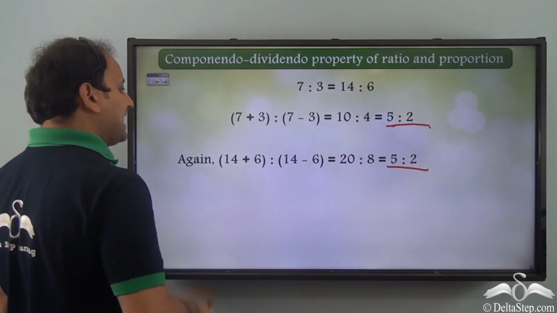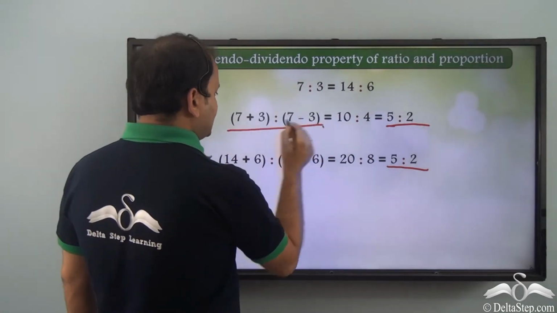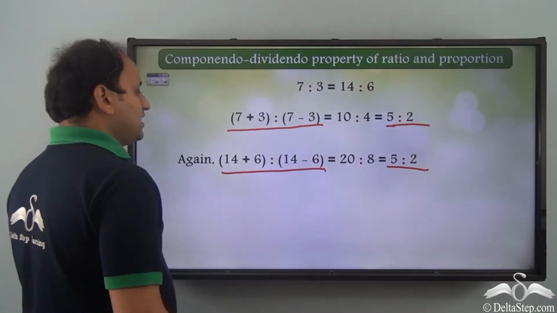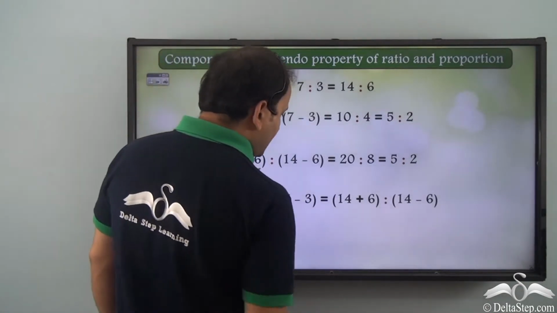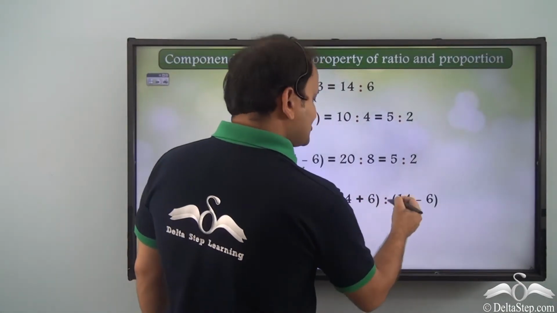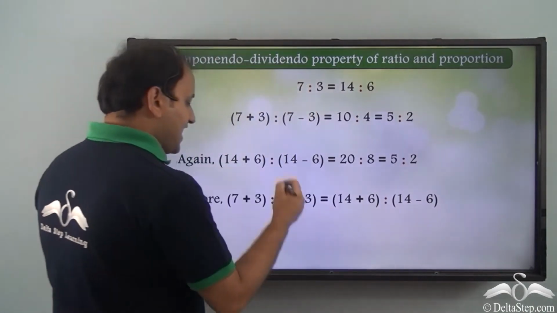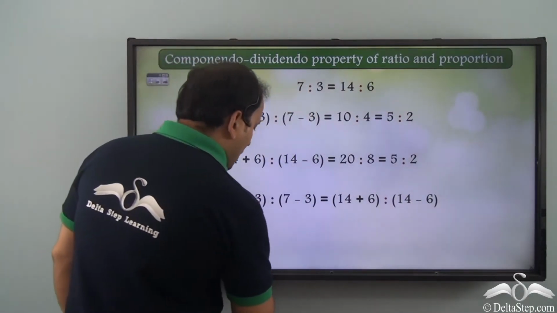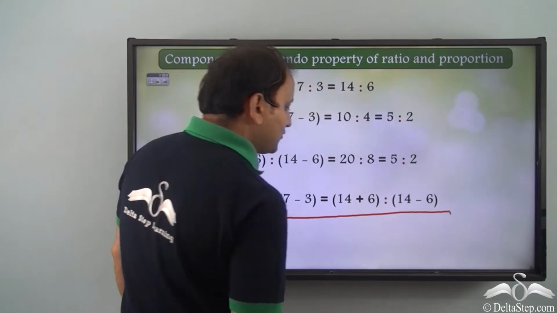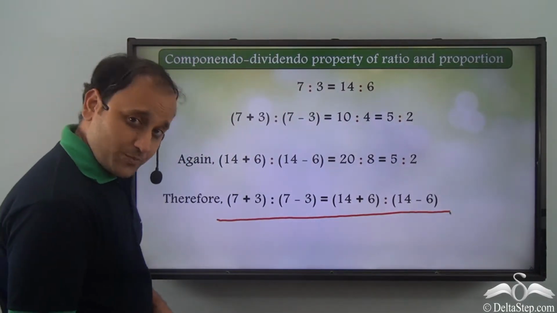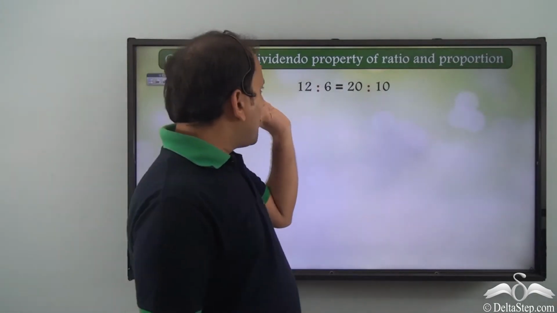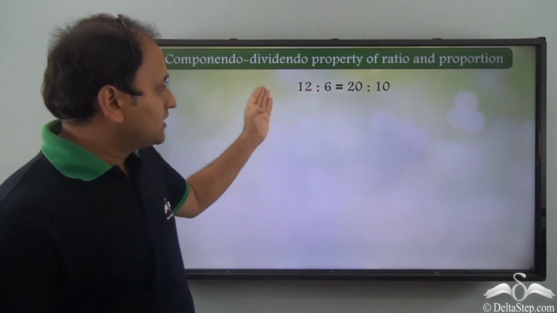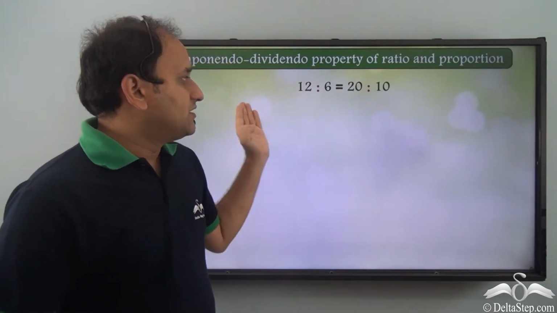So we can say that both these ratios are equal. So 7 plus 3 is to 7 minus 3 is equal to 14 plus 6 is to 14 minus 6. And this is what is called componendo dividendo property of ratio and proportion. So now can you apply componendo dividendo property on this relationship?